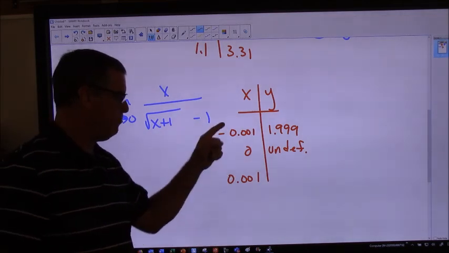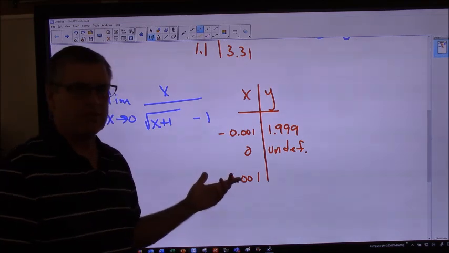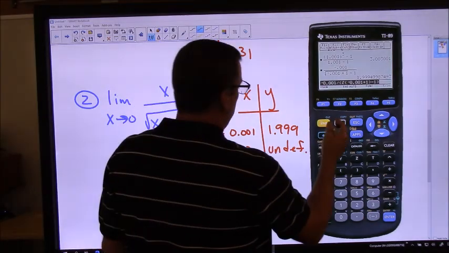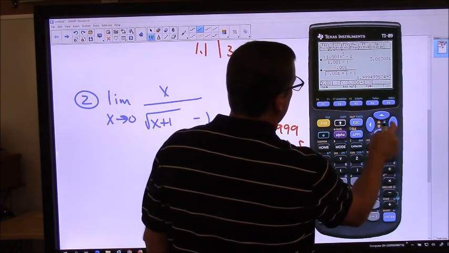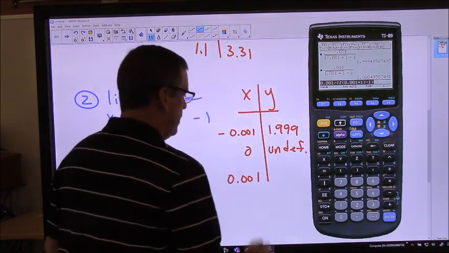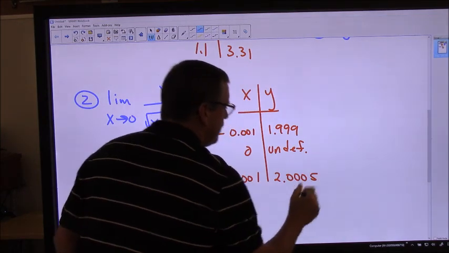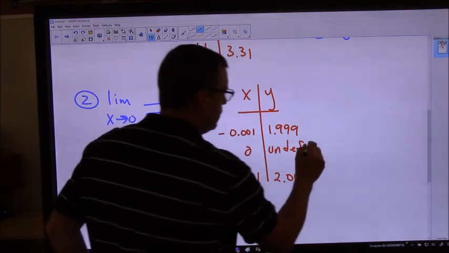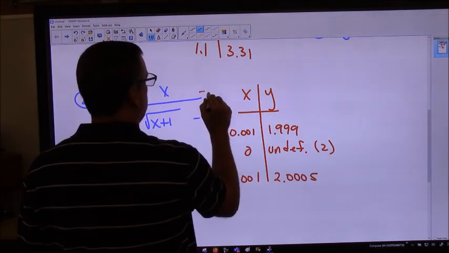But it's really important I check from both sides, okay? I don't want to get too lazy and just check from one because that's not always your answer, all right? Let's check from the other side. So really I just need to get rid of the negative sign. I hit enter, and 2.000, I think it was 49, so we can call that a 5. It's not exactly 2, but both of these again are getting close to 2, and so that's what I think our answer is for this. This limit is equal to 2.